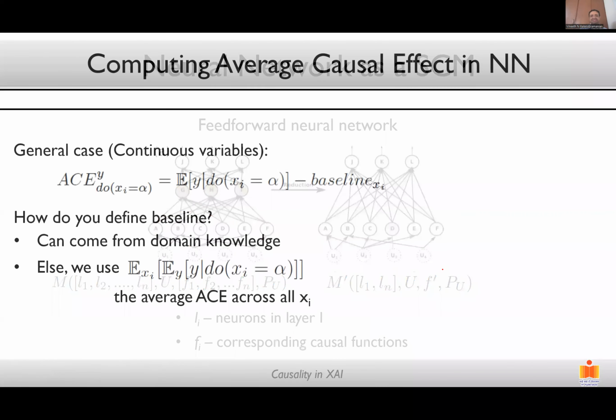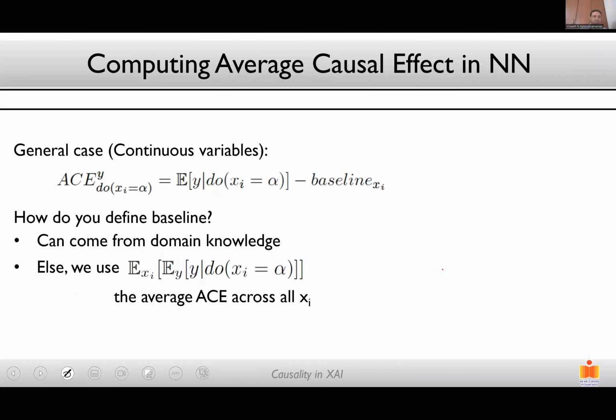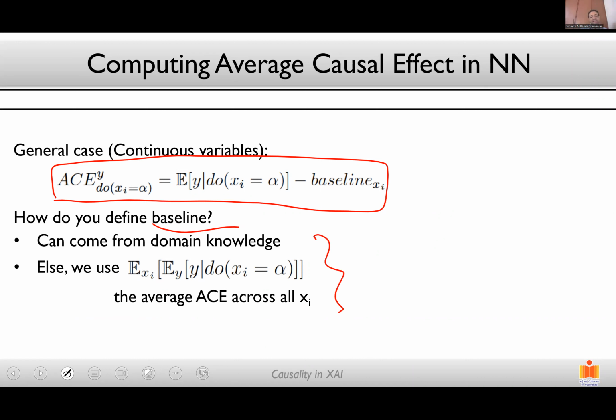Now, inside this structural causal model, we once again look at the average causal effect as the expectation of y, given that you intervene and set a value of xi to alpha, minus the baseline value when xi assumes a certain reference value. How do you define the baseline? As I said, you could either get it from domain knowledge, or in our case, if you don't have the baseline value for that variable from domain knowledge, we simply take the expectation of expectations and assume that that's a fairly representative baseline value in this kind of scenario.